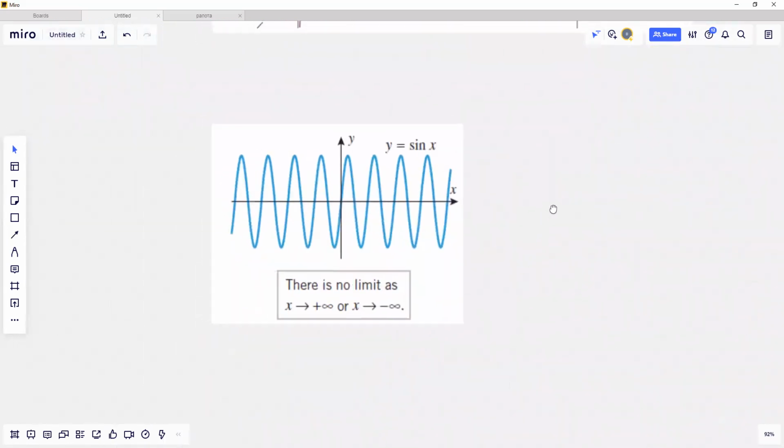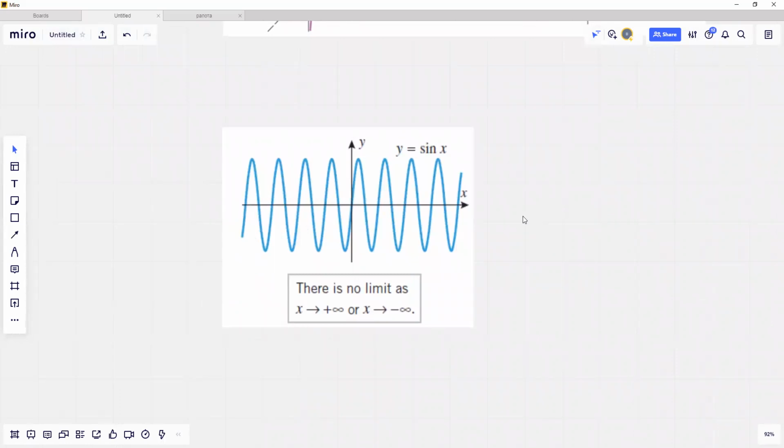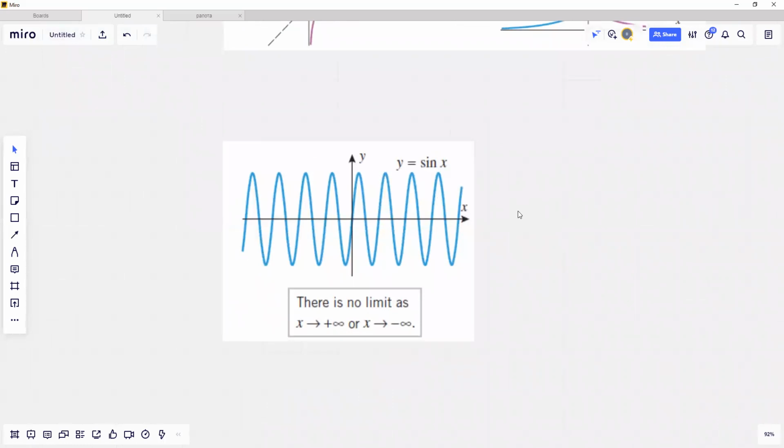And finally, trigonometric functions. And here we see a plot of sine of x. The values of sine of x oscillate between -1 and 1, meaning that a limit as x goes to plus or minus infinity doesn't exist. The same will hold true for cosine of x, for tangent of x, and cotangent of x.